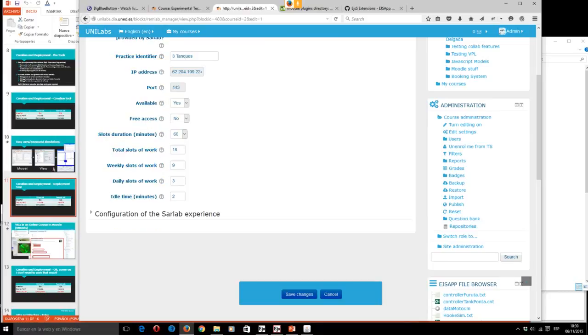For example, you need to give a name for the experience. You may need, though it's not necessary, to give the IP address of the device in charge of the lab, and the port through which you make the connections. You say if the remote lab is available or not, if it's in free access or not. If it's in free access, you do not need the booking system. It works in a first in, first served way. But if you say it is not free access, then you would need the EJS app booking system. You can select the slots duration, between 60, 30, 15, 5, or 2 minutes. So a student connected for more than 60 minutes would be kicked out. You can select the total slots of work, the weekly slots of work, and the daily slots of work with the remote lab for each of the students, and so on.